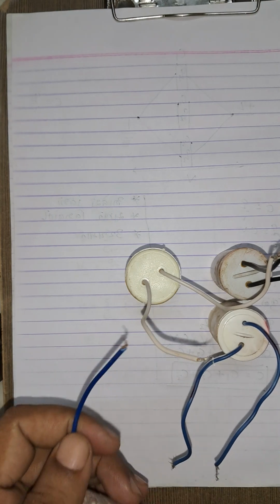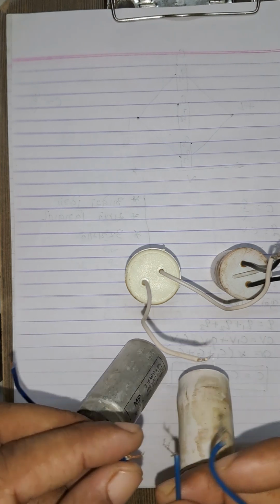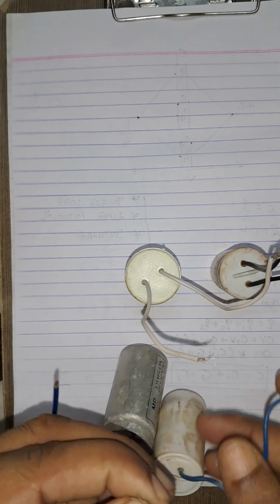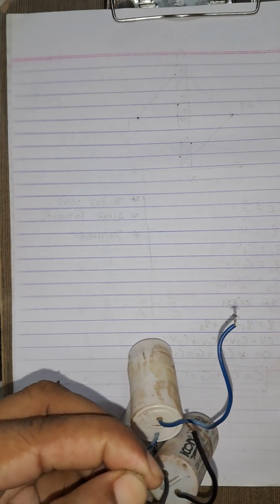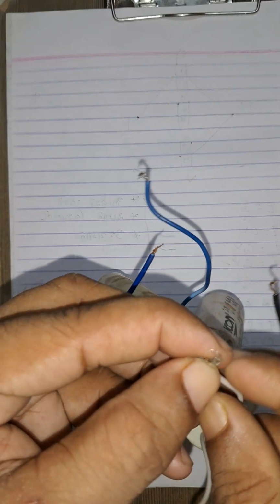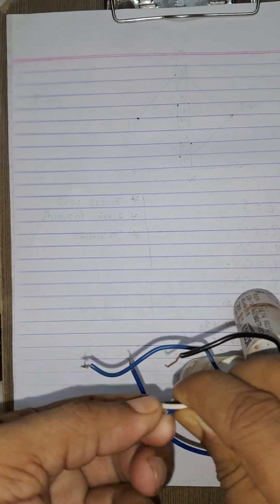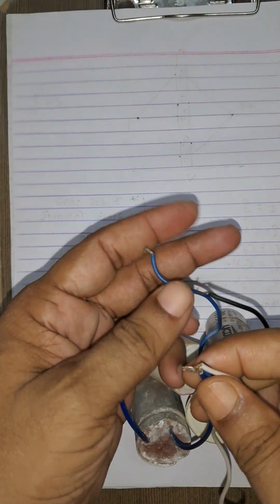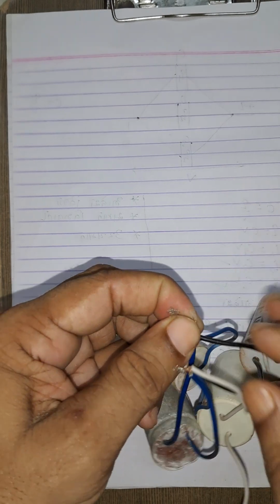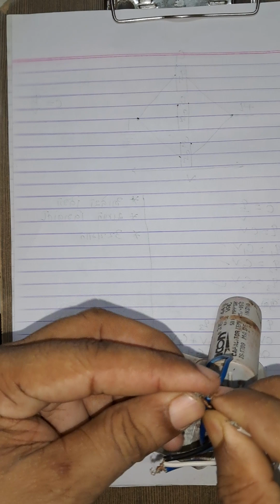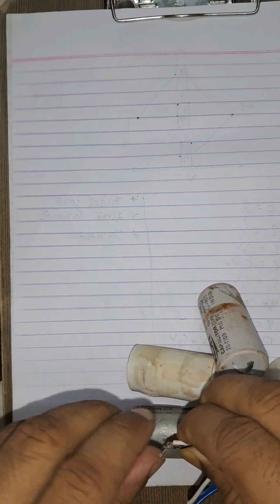First of all, the first wire of the first capacitor is joined at a point, the second capacitor's wire is also joined at that point, and the wire of the third capacitor is also joined at that point. All first wires of the capacitors are connected at one point, and the second wires are connected at a second point. This combination is known as the parallel combination of capacitors.